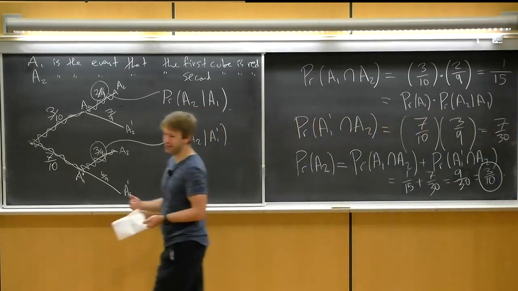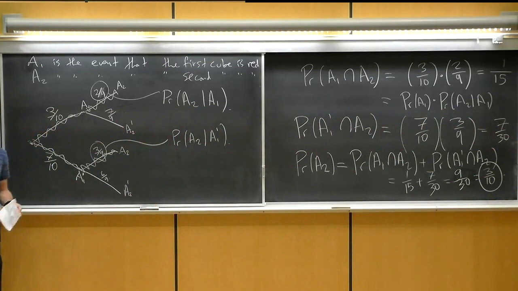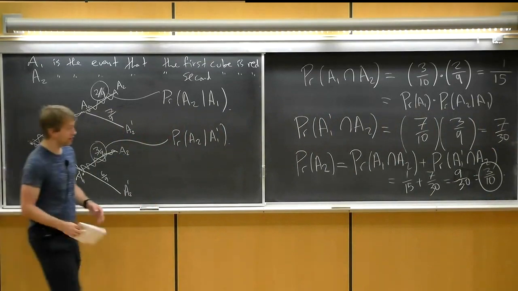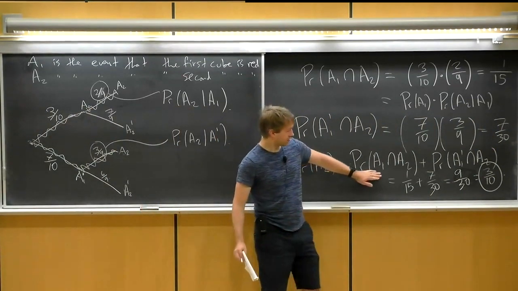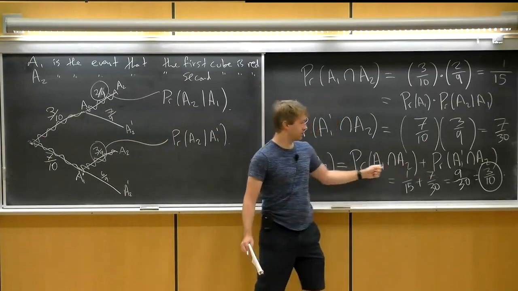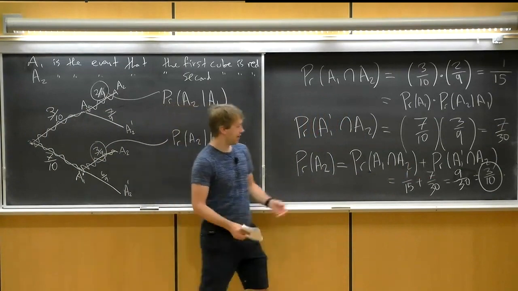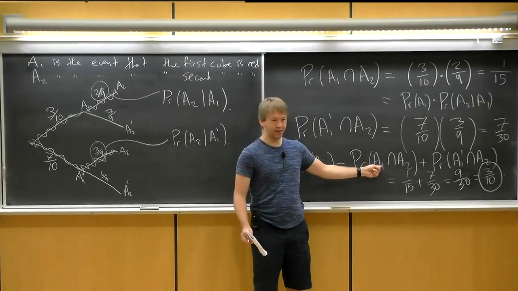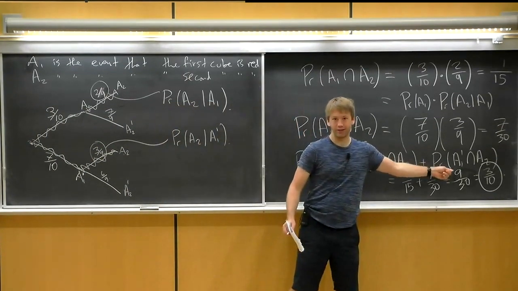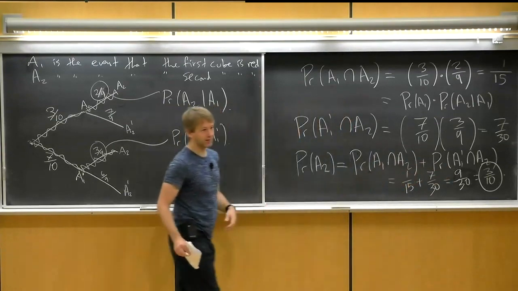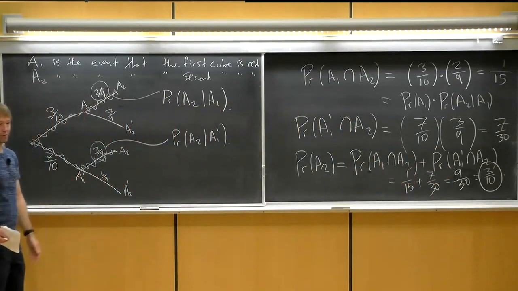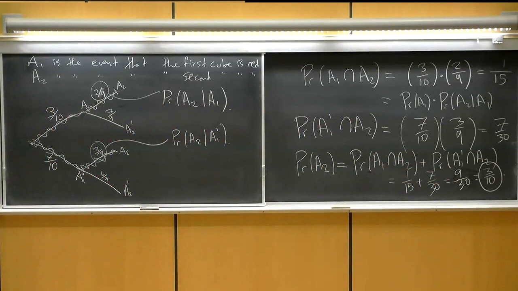Because it's just like picking the red one on the first time, right? If you're not sure why this is equal to those two things, you can draw a Venn diagram and then you see, oh, A2 is just A2 and A1 plus A2 and A1 prime. It's the stuff that's in A1 plus the stuff that isn't in A1. Okay, any questions about any of that?